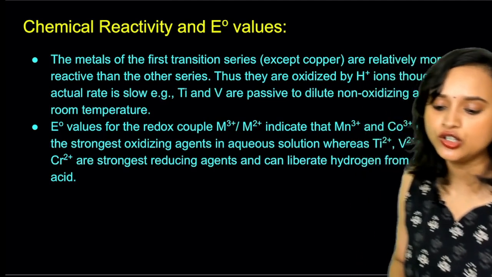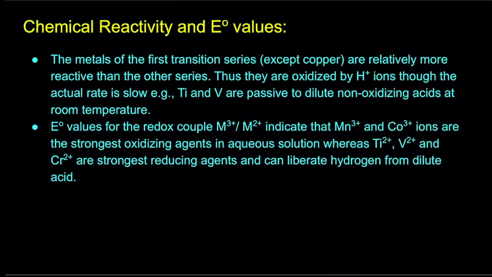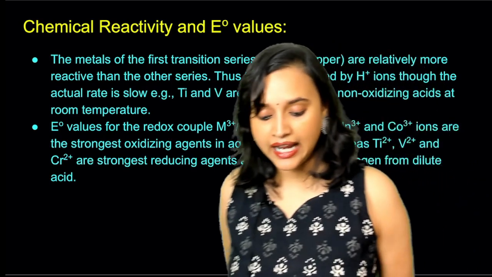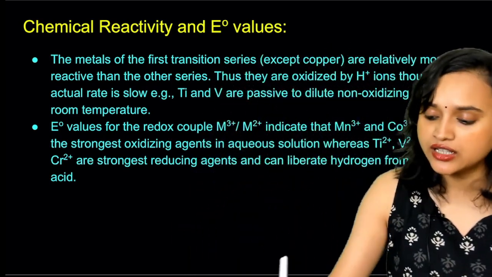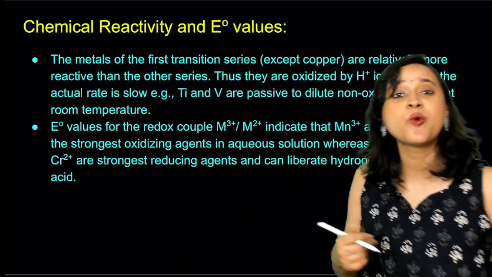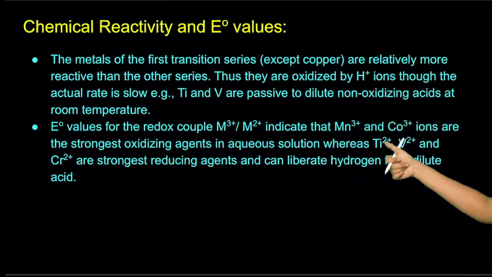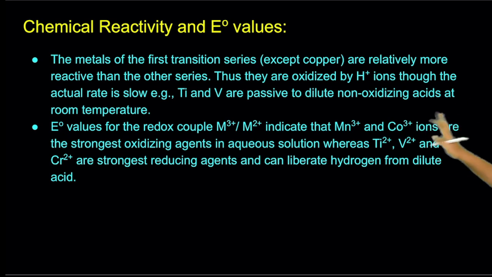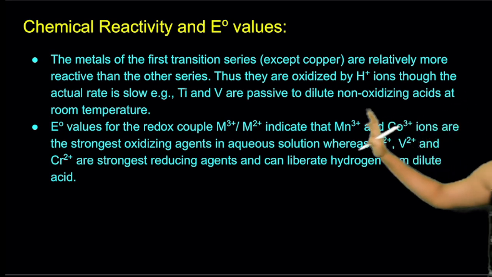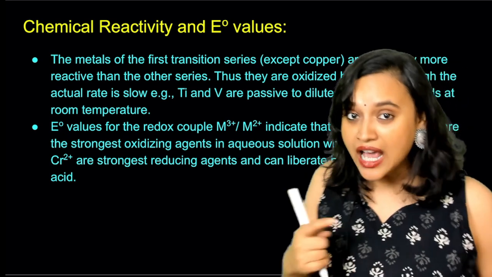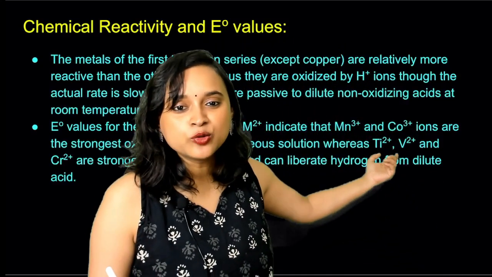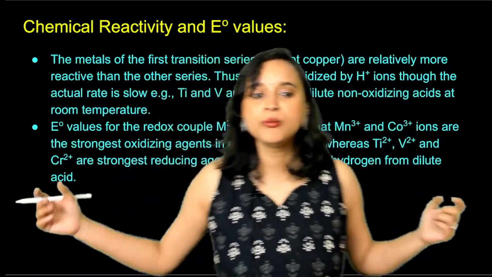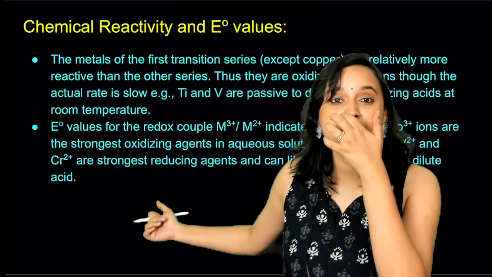Now take a look at E naught values for the redox couple of M3+ to M2+. That indicates that for manganese and cobalt, the 3+ ions are the strongest oxidizing agents. Why? Manganese would love to get converted to Mn2+. Same with cobalt. Cobalt also would love to get into the Co2+ state, not a 3+ state. Whereas if you take a look at titanium 2+, vanadium 2+ and chromium 2+, they are the strongest reducing agents. Why?